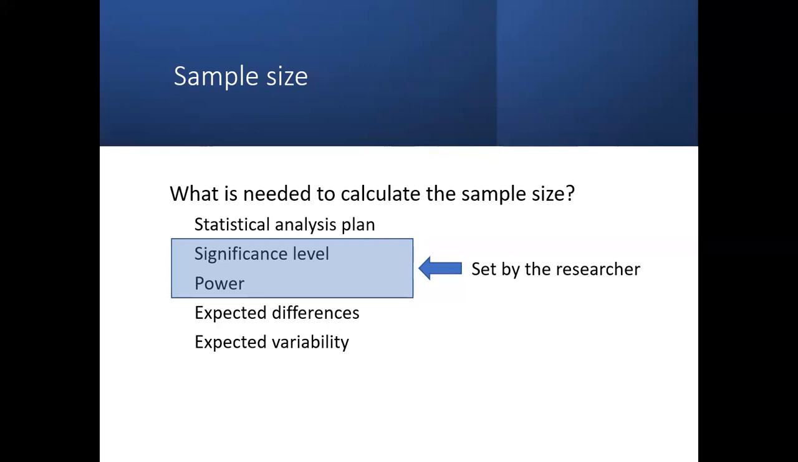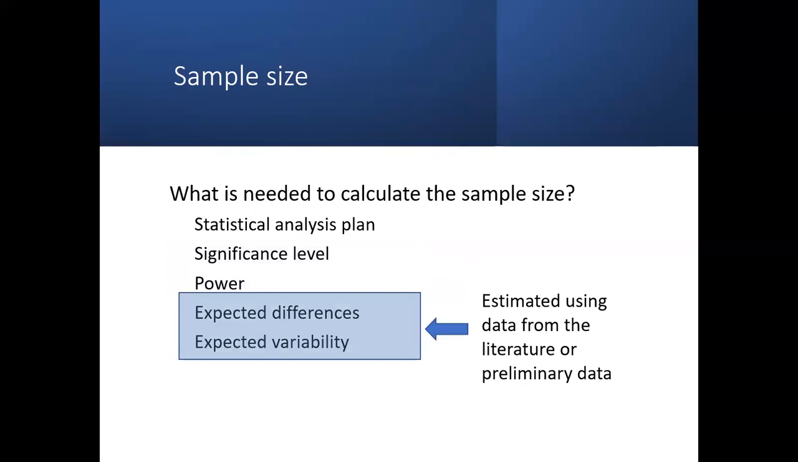Those are set, right? We usually say, oh yeah, we'll tolerate about 5% type 1 error and about 20% type 2 error, right? Usually we're more worried about making a type 1 error. So those are set by the researcher. And then we have to know something about what differences we can expect and what the expected variability is. Those are estimated from the data or from the literature or using preliminary data. Our expected difference might also be something that's clinically meaningful.